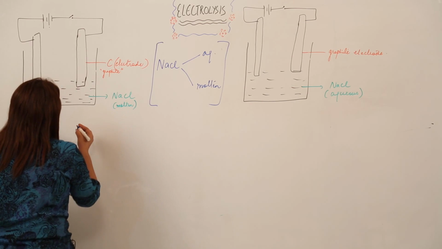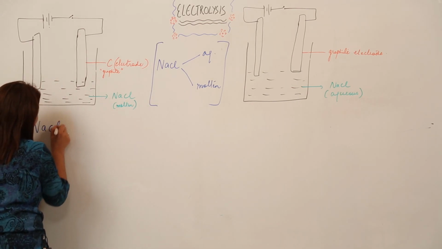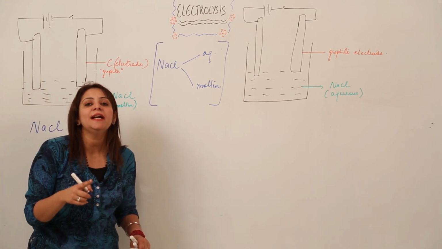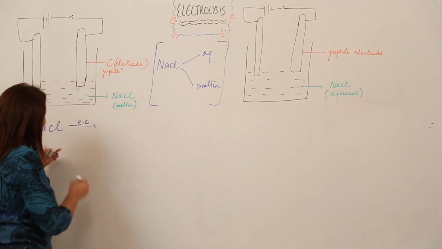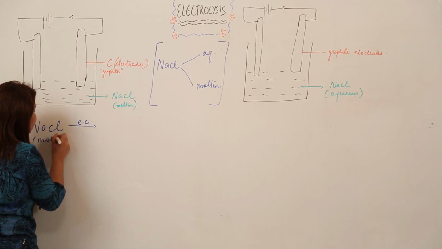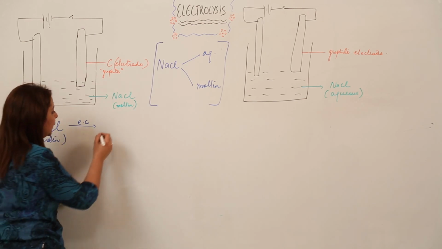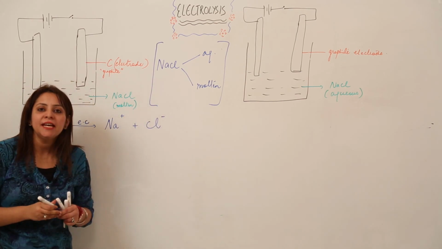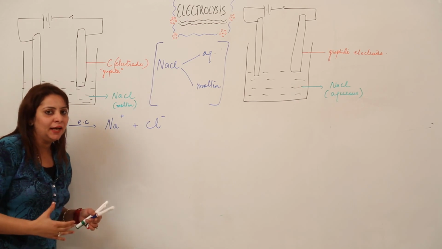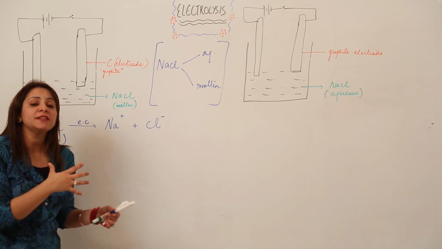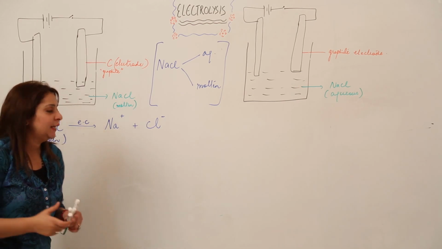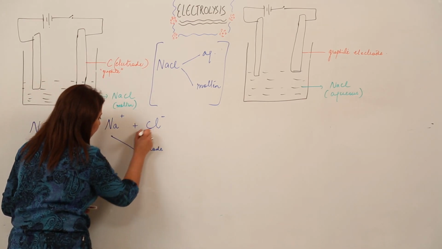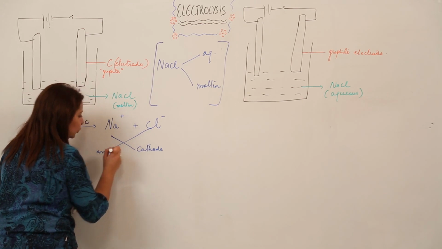What is going to happen when we pass electric current through the NaCl? We know that on passing the electric current, the electrolyte splits into ions. Here we have a molten electrolyte, so again it will split up into ions. What kind of ions? Na positive and Cl negative, that is the cation and anion. And you know that they move to the oppositely charged electrode. That means Na will move to the cathode and Cl will move to the anode, right?